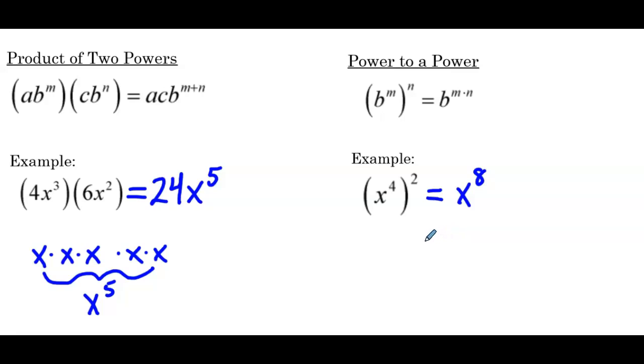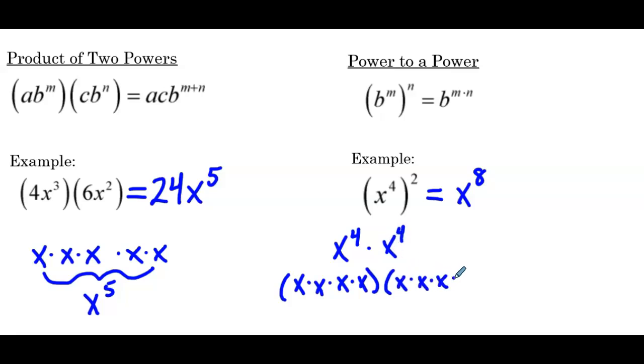Now again, let's break this down a little bit further. If we're squaring something, that means we're multiplying something by itself. So this would be x to the fourth times x to the fourth. We could even go further. x to the fourth would be x times x times x times x, and then x to the fourth, x times x times x times x. We have 8 x's here. So x is being multiplied by itself 8 times, which is why it simplifies to x to the 8th. I think looking at it in this way makes these rules a lot easier to understand.